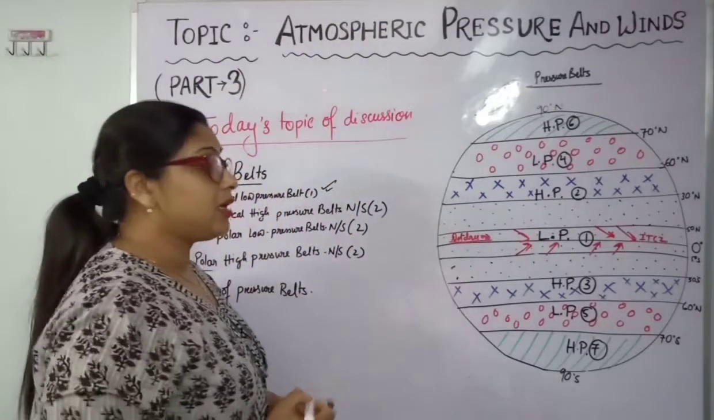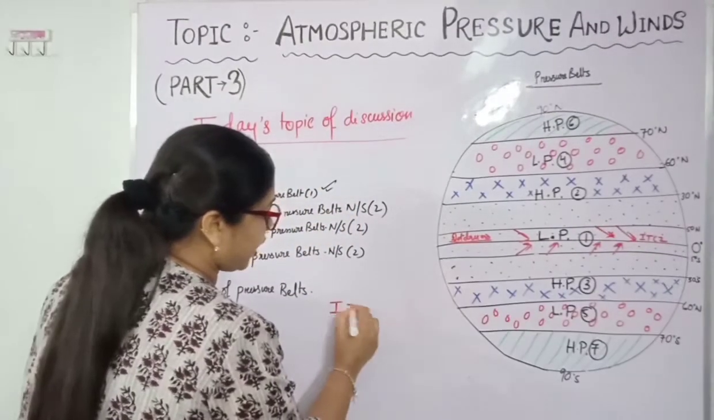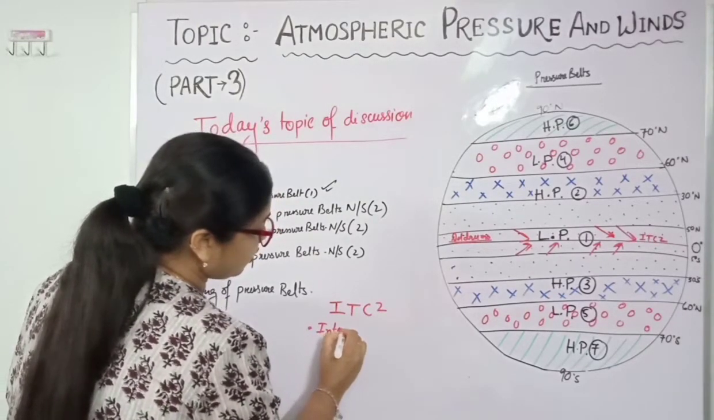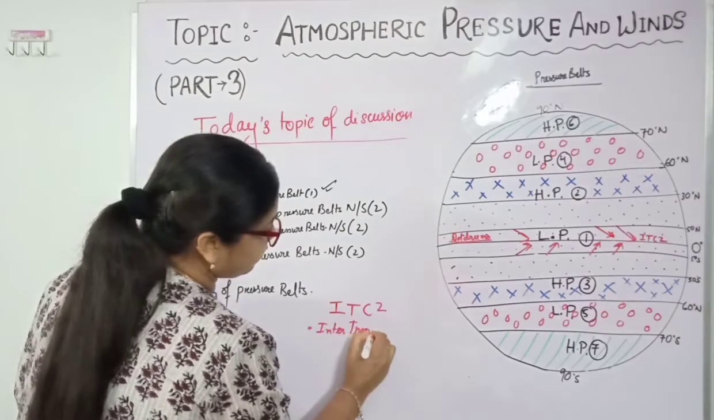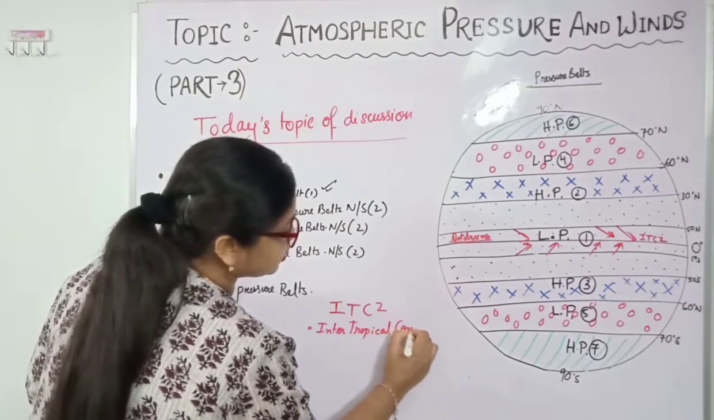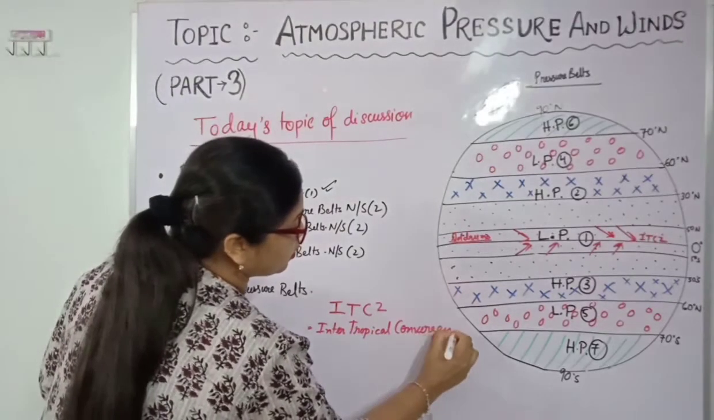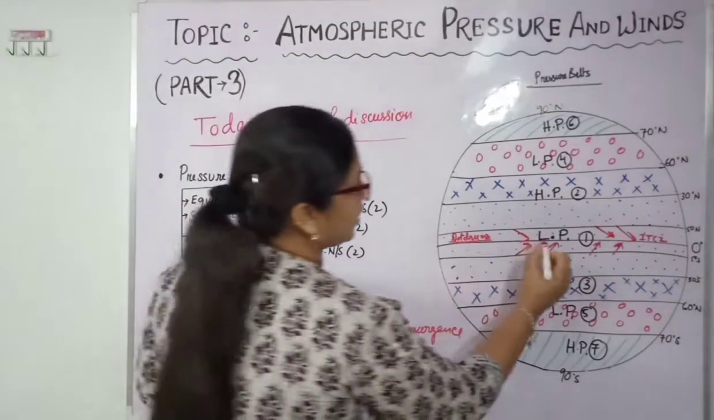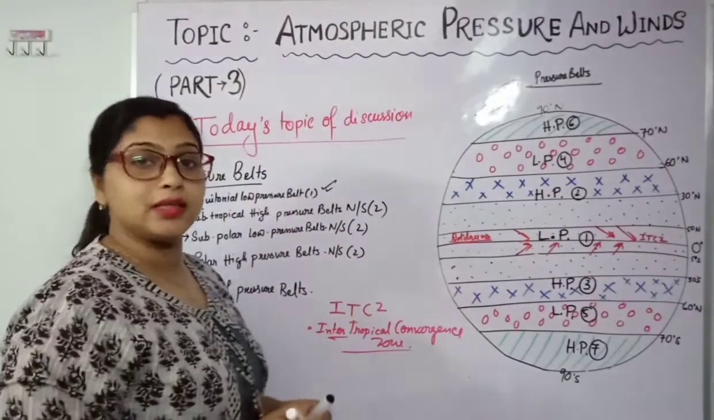ITCZ means Intertropical Convergence Zone. Okay, so here you can see in this area the trade winds converging, that's why the name is given.